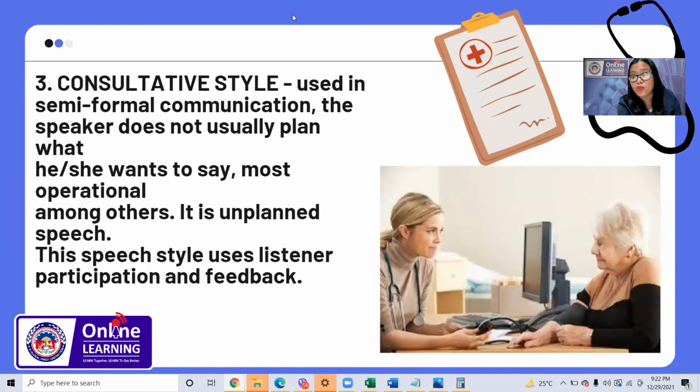Or if you are a student and you don't know what to answer or what you will do with that activity, you can consult me as your teacher. Not just what you have seen in this picture. It's not just the consultative style itself. This is just a good example of what consultative style is.